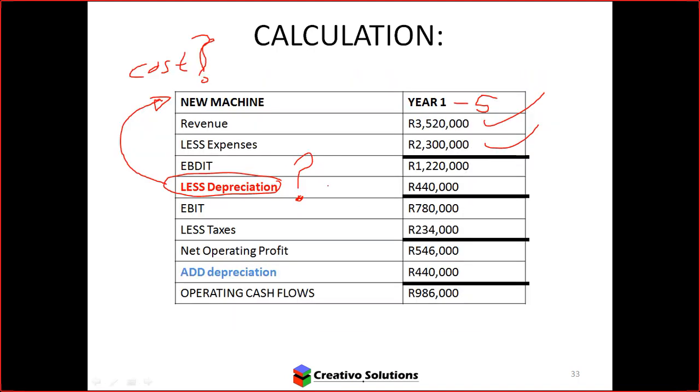How do I get the depreciation here? 2.2 million divided by 5 years gives me the depreciation. Yes. Okay. How do I get taxes? What is tax calculated at? What percentage? 30%. Correct. So this is the EBIT less the tax gives me the net operating profit.